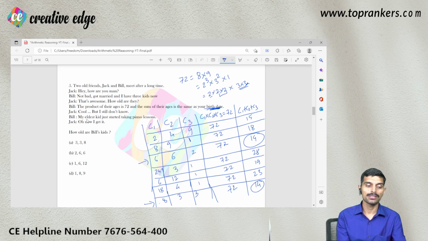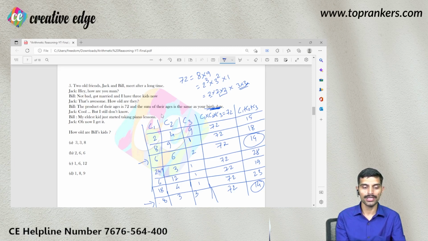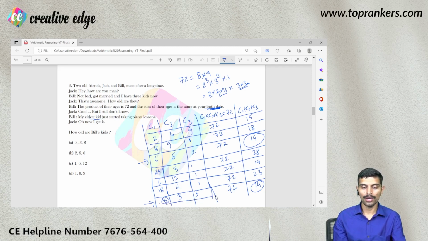Bill says, my eldest kid just started taking piano session. So the eldest is only one. Eldest kid, eldest kid. Here we have two of the same age. Here we have only one who is eldest. So the answer to our situation should be this one. How old are Bill's kids? So it has to be 3, 3, and 8.